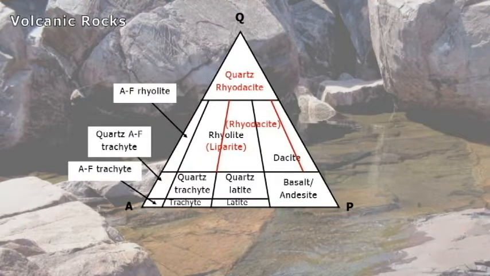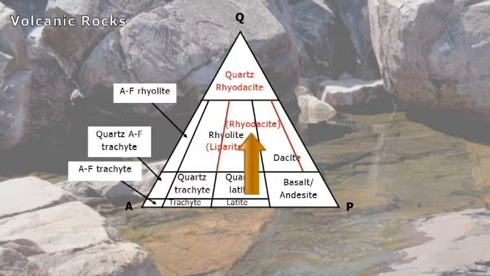Now, the IUGS standard does allow for divisions of rhyolites. Like up top here, they have what's called a quartz rhyodacite. And remember how I said that almost nothing in nature that we know of plots up there? Well, if it were to, this is what it would be, a quartz rhyodacite.